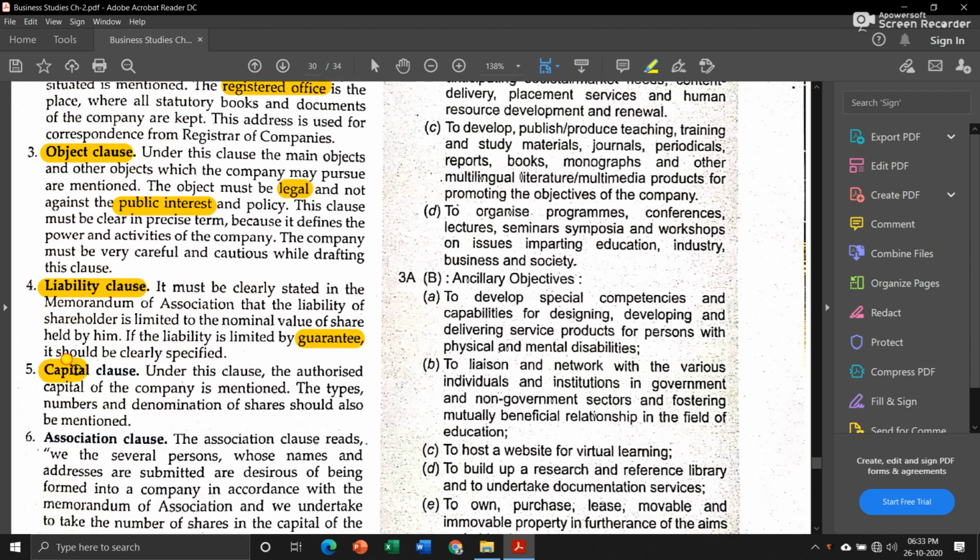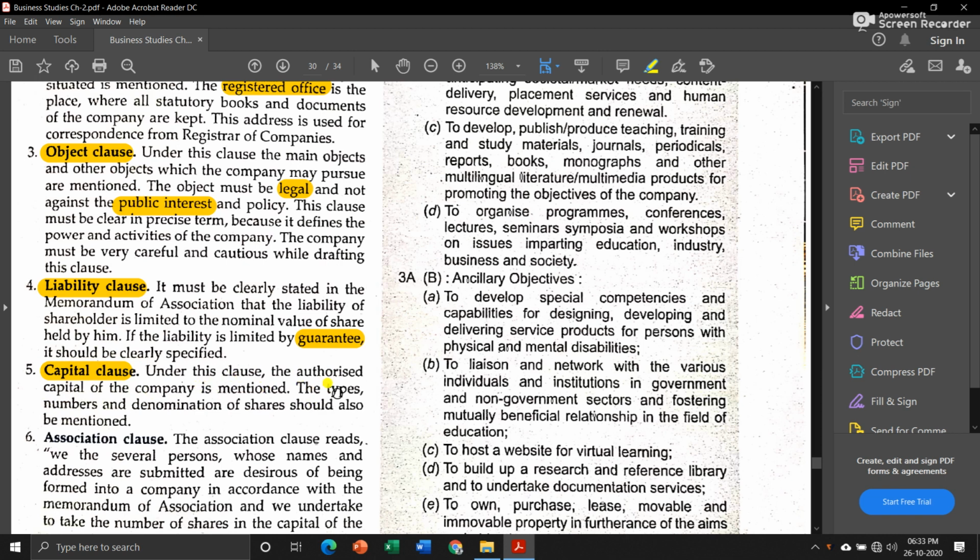The next is capital clause. Under this clause, the authorized capital of the company is mentioned. The types, numbers and denominations of shares should also be mentioned. Means under capital clause, the total capital amount of company should be mentioned, as well as authorized capital.